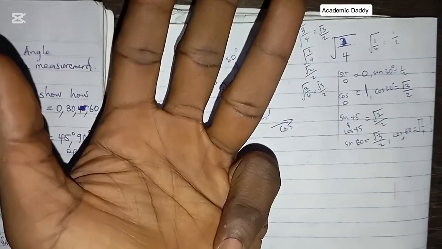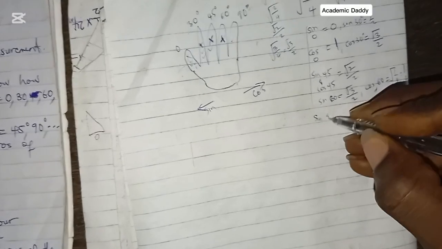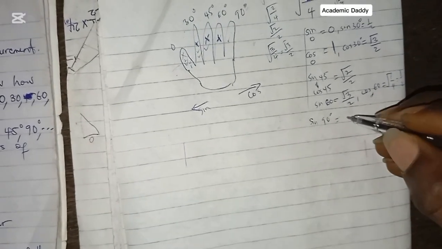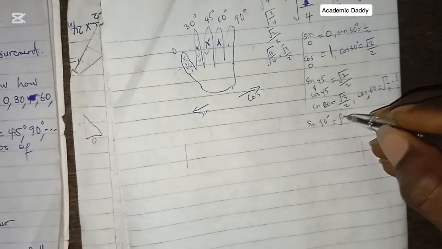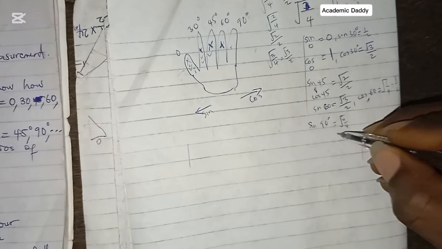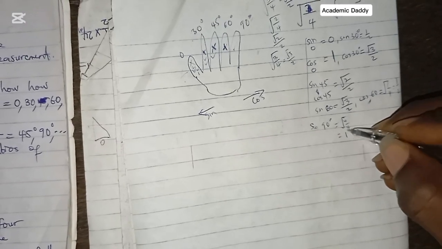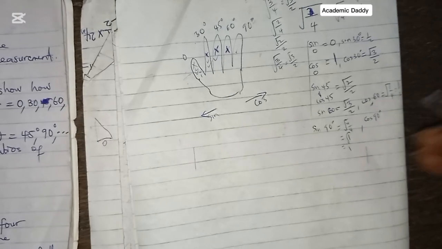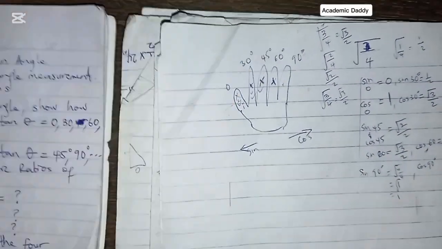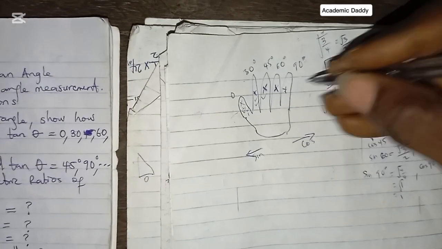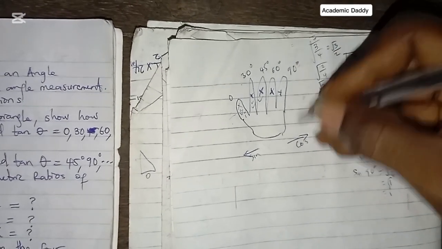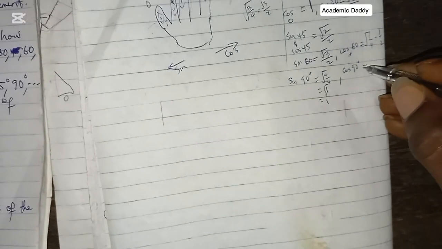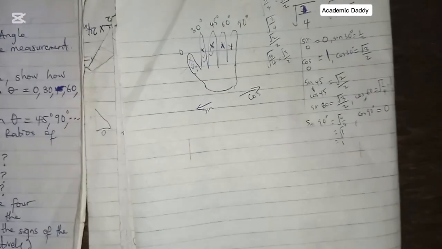Now for 90 degrees, if I cross this finger, cancel this, and look left, I'm seeing just 1. And looking left means sine. So it means that sine 90 degrees is equal to root 4 over 4, which is the same thing as saying root 1, which is equal to 1. While cos 90 degrees will be equal to, as I've crossed this finger, if I look right, I'm not seeing any other finger. If I cross this out, look this way, there is no finger here. So it means that cos 90 is 0.